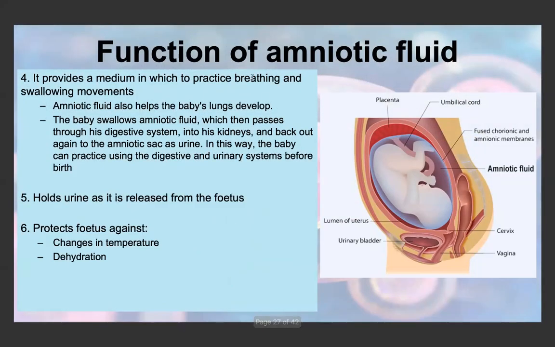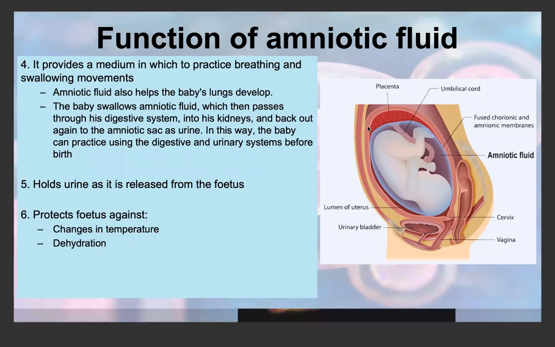It also provides a medium to practice breathing and swallowing, which helps the baby's lungs develop. Because the baby can swallow this amniotic fluid, it can pass through its digestive system, its kidneys, its bladder, and to the amniotic sac as urine. In this way, the baby can practice its digestive and urinary systems before it's born. And the amniotic fluid holds urine as it's released from the fetus. It also protects the fetus against temperature changes and against dehydration.